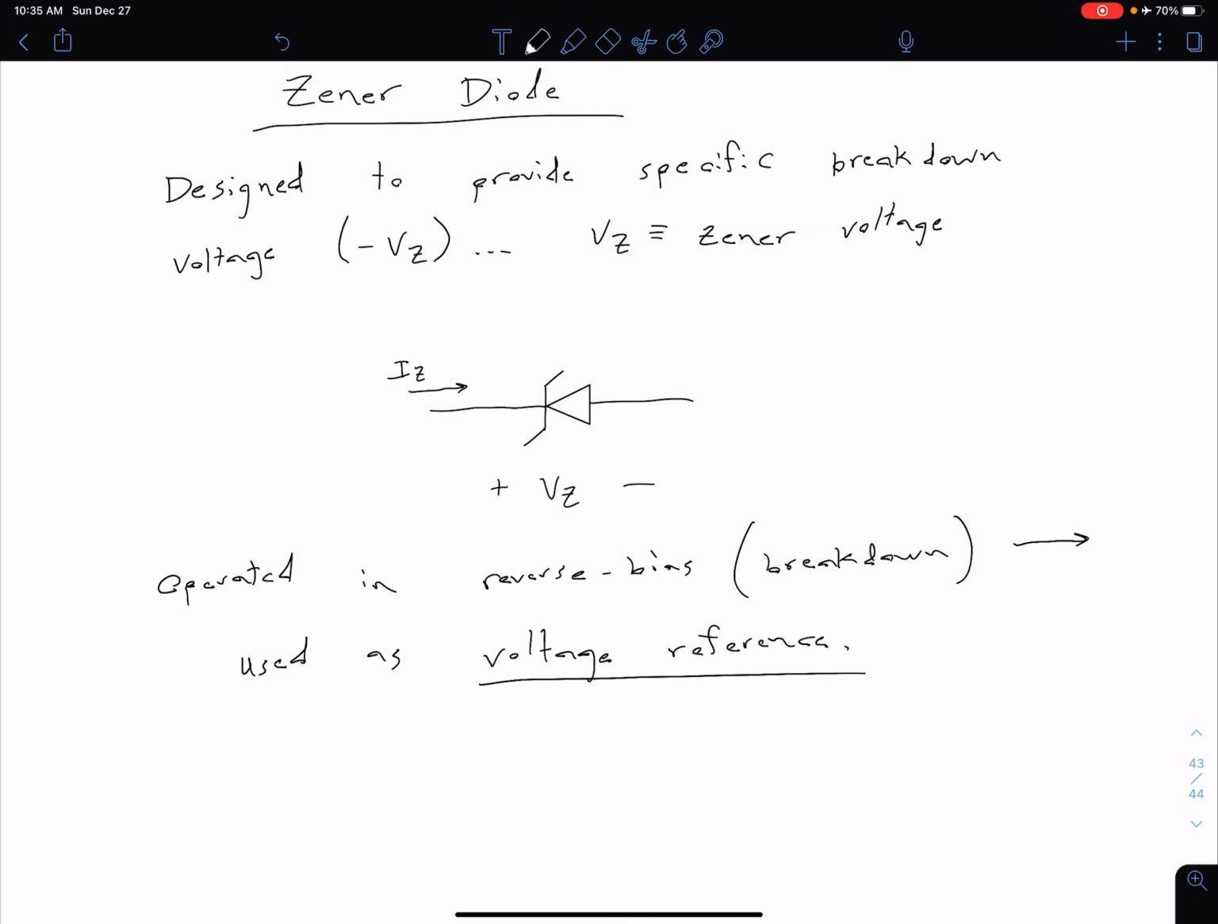That concludes this first unit. In the next unit, we're going to get into some more specific diode circuits and look at various applications.